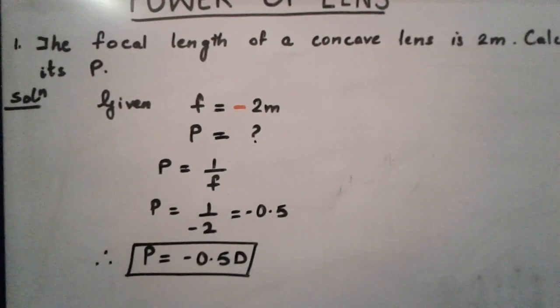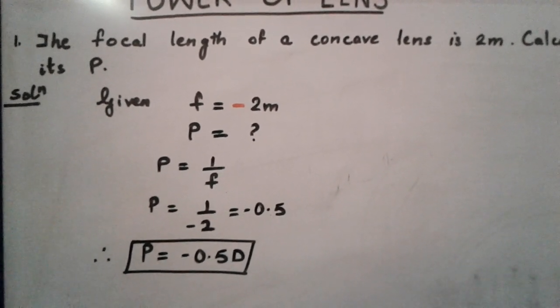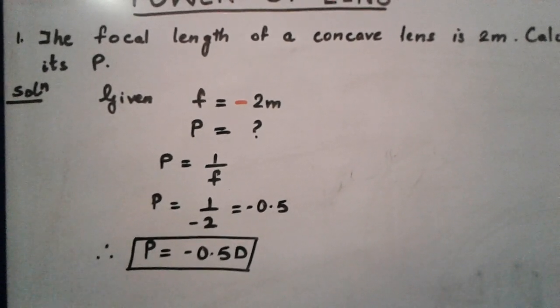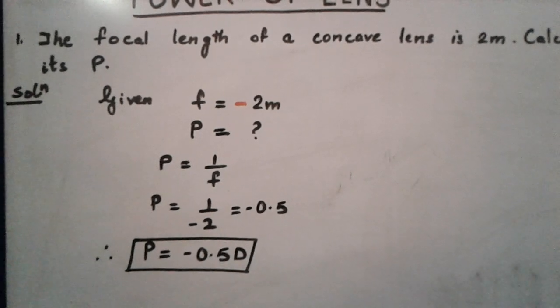So the formula is 1 by F. Why is 1 by F chosen? Because F is given in meter. So we put the value and we get the value of power to be minus 0.5 diopter.